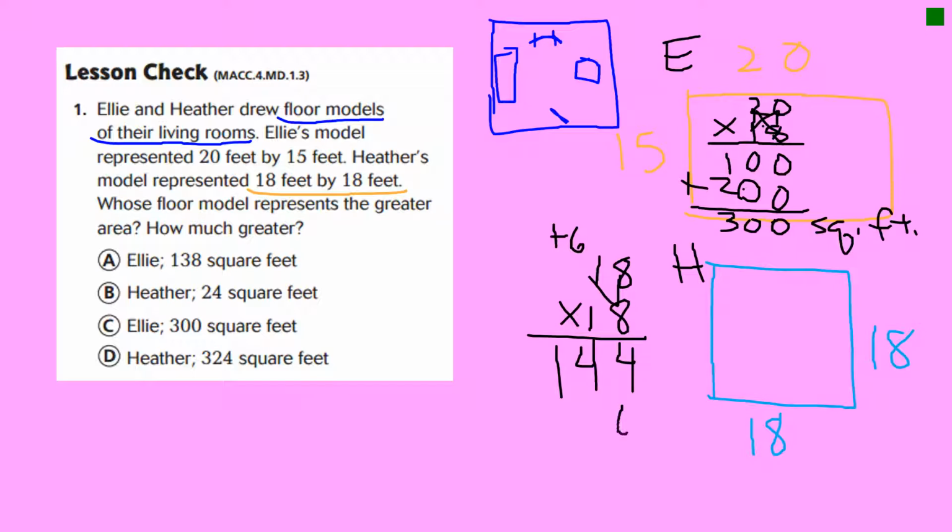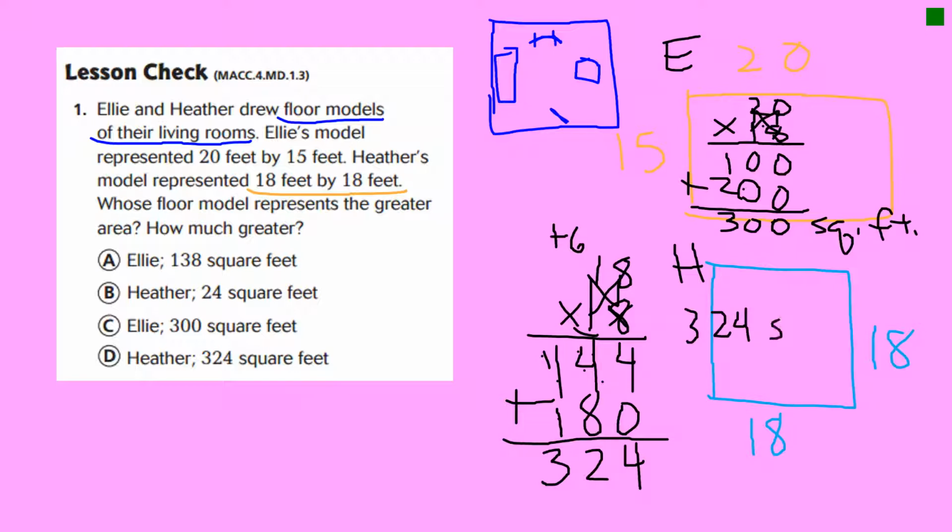Okay, got a placeholder. We're done with the ones. So we move over to the tens. 1 times 8 is 8, and 1 times 1 is 1. Let's add those two partial products. 4, 8, 9, 10, 11, 12. 1, 2, 3. So the area of Heather's living room is 324 square feet. Okay, so now we have the two areas.